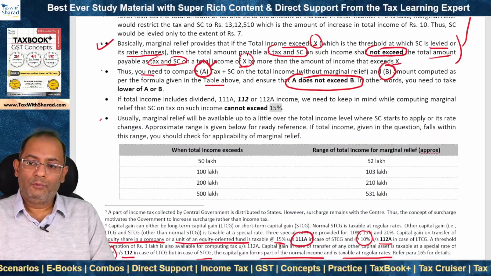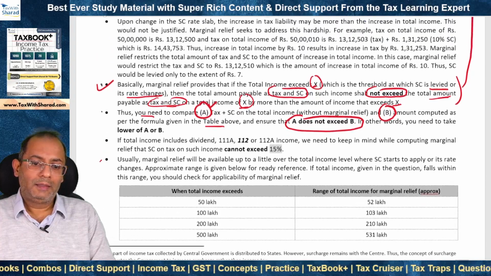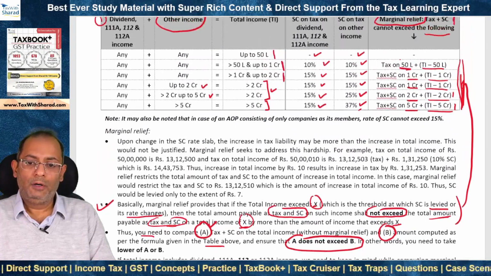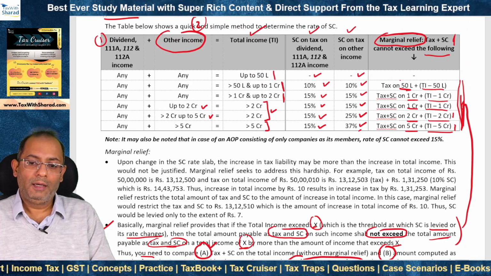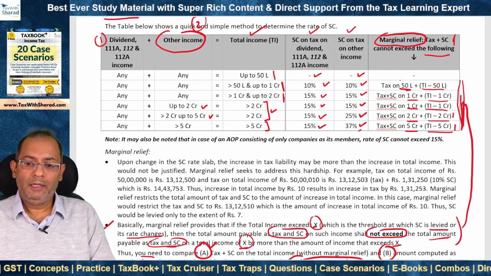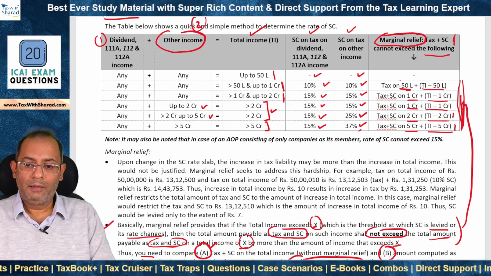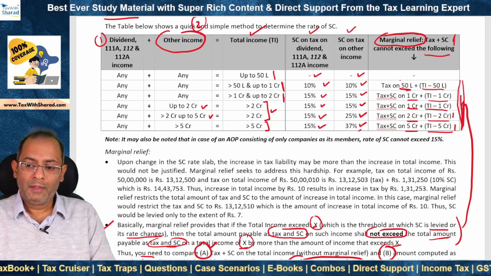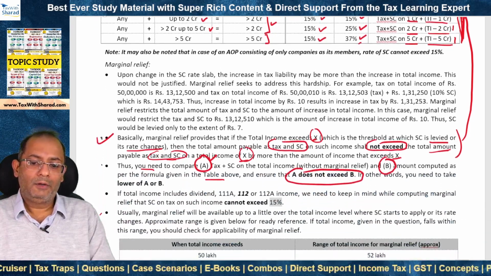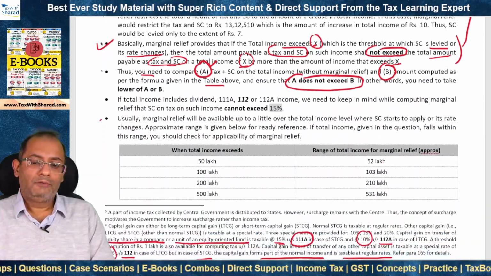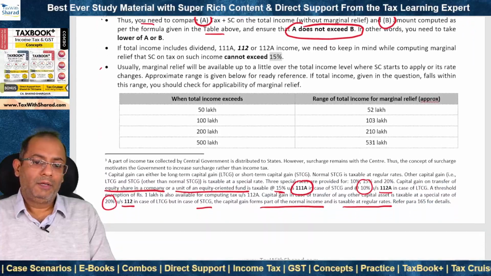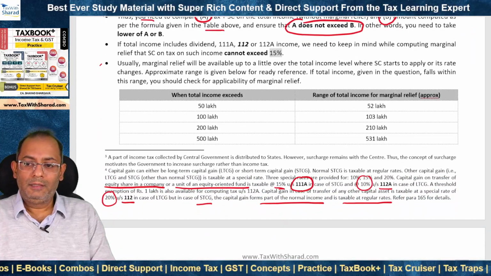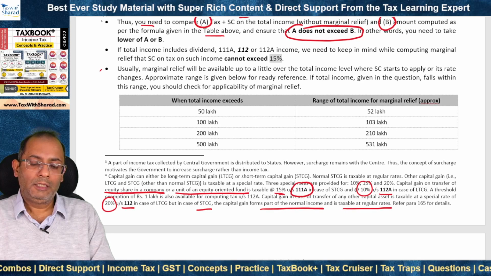Okay, so wherever there is an element of surcharge involved, we need to check while computing our answer whether marginal relief will apply or not, and accordingly compute and provide for marginal relief. But it is really not necessary to check for marginal relief every time, because in a question there may be several instances where you may need to compute surcharge.